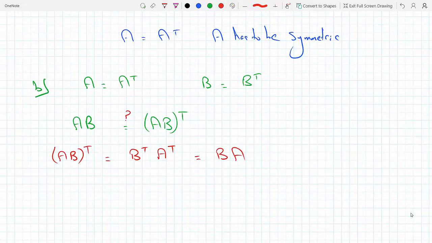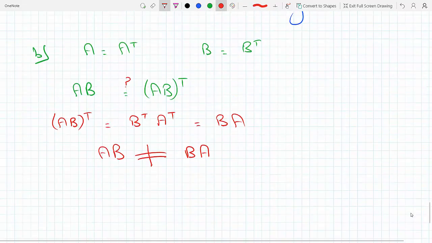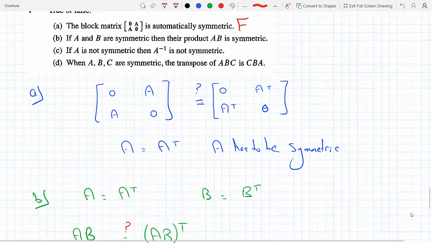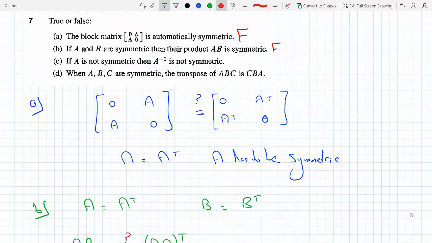So then the question, but that's not necessarily true, because AB does not necessarily have to equal BA, and therefore AB does not necessarily equal its transpose. So AB is not a symmetric matrix. So AB is not symmetric. So the second statement is also false.